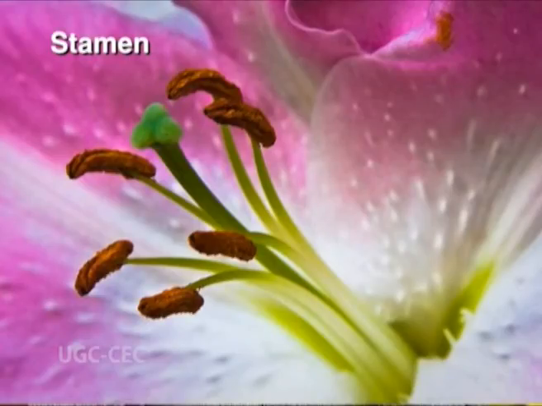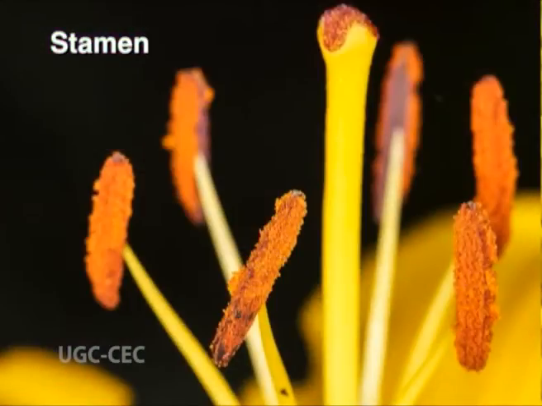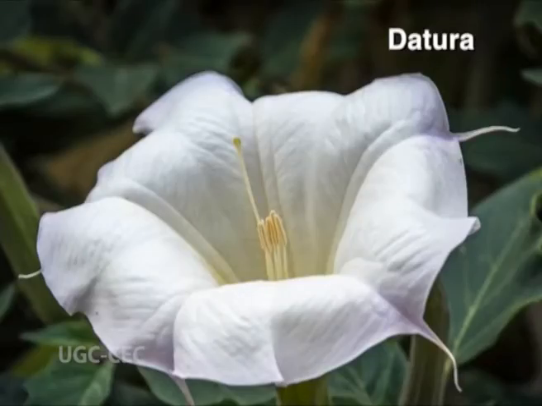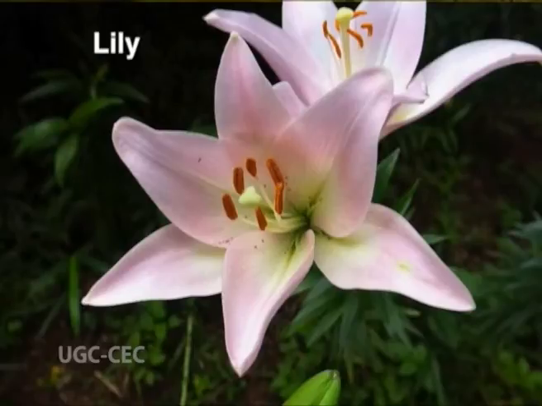In a stamen, the anthers may be attached to the filament either at the base or at the back of the anther or at any other point. When stamens are attached to the petals, like in brinjal and datura, they are called epipetalous. If they are attached to tepals, like in lily, they are called epiphyllous.